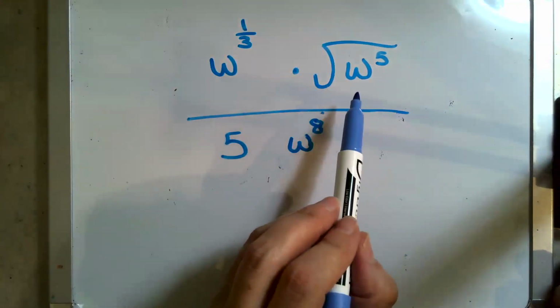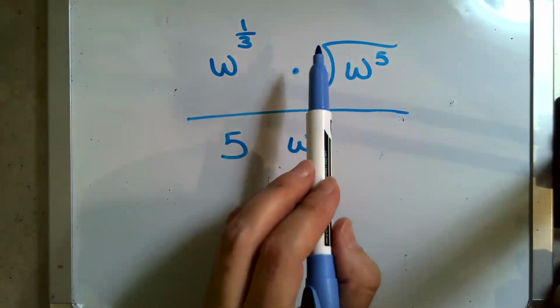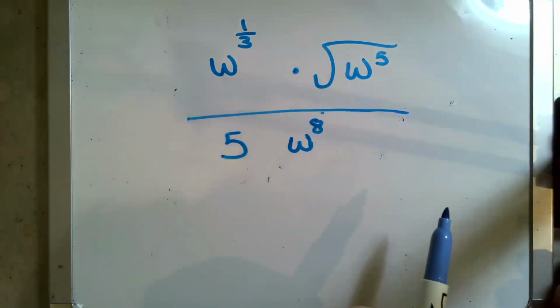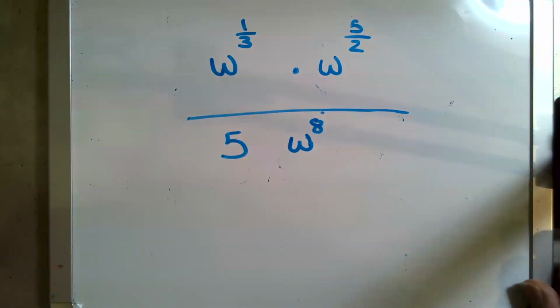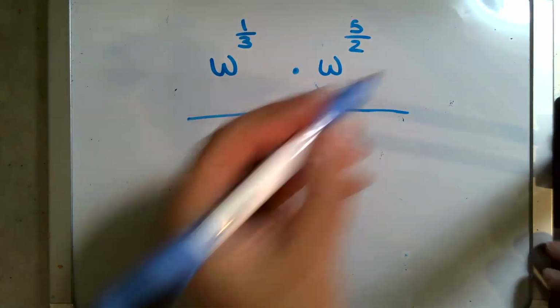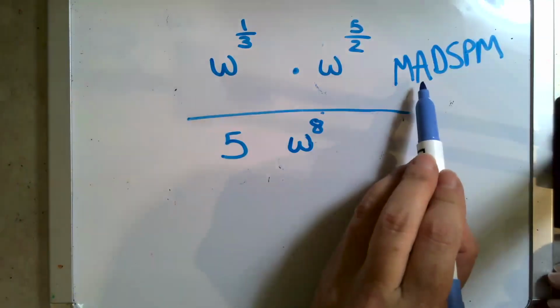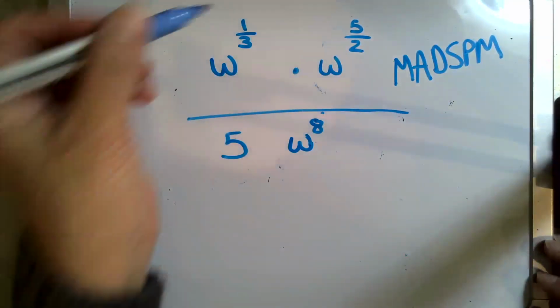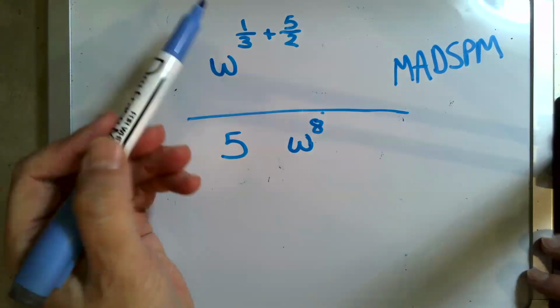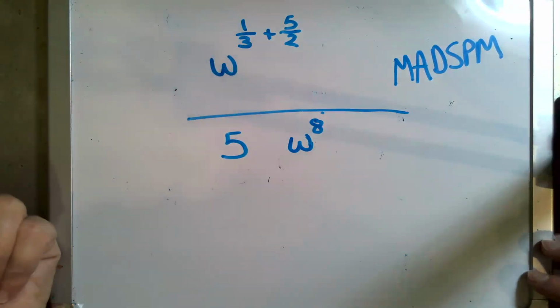Okay, take a minute. What will the fractional version of this be? Don't forget, what's the implied thing there if there's nothing there? That is correct. W to the 5/2. Now, what does our math spam tell us? When you multiply, you add the exponents. So this becomes w to the 1/3 plus 5/2.